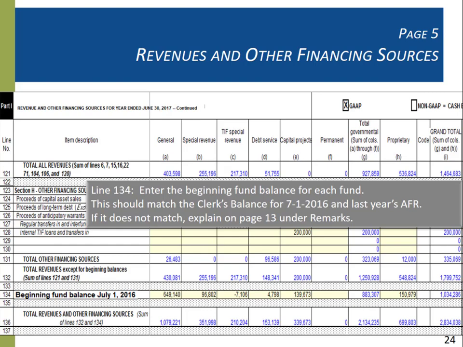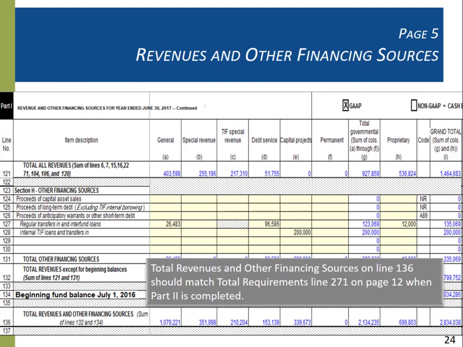If for some reason it does not match, you have corrected something in your accounting or found something that was misposted and made a correction, then there's a place for you to explain that on page 13 under the remarks section, and we'll get to page 13 eventually, so don't worry about it right this minute. The total revenues and other financing sources on line 136 should match the total requirements line 271 on page 12 when part 2 is completed. And we'll do part 2 next, so you can ignore that for right now as well.